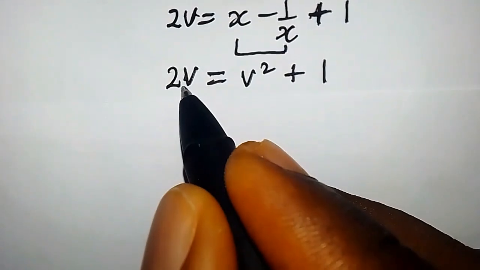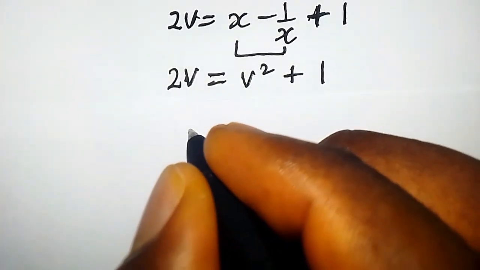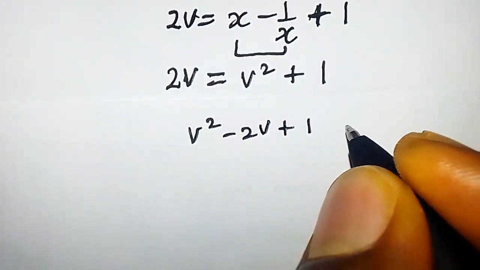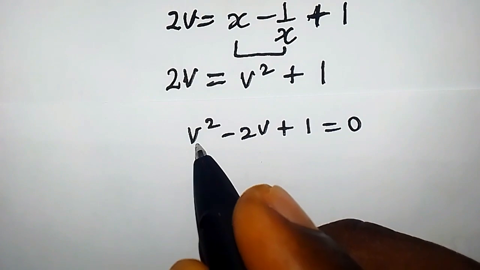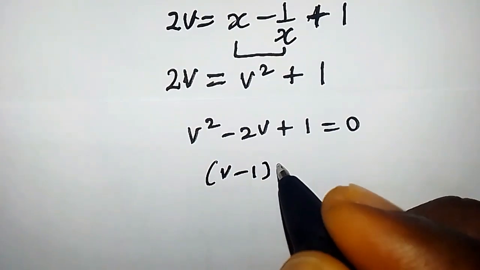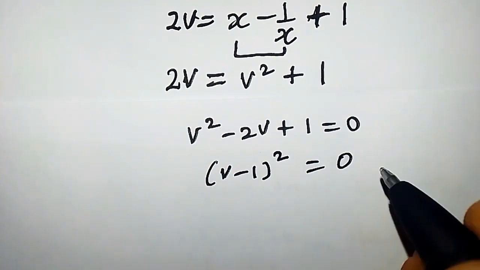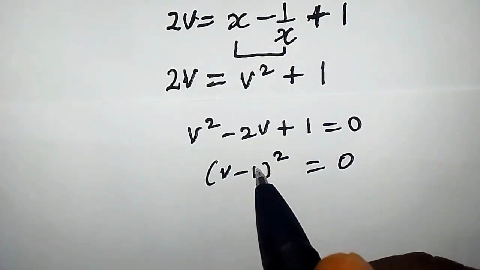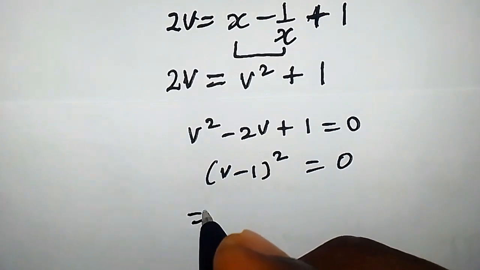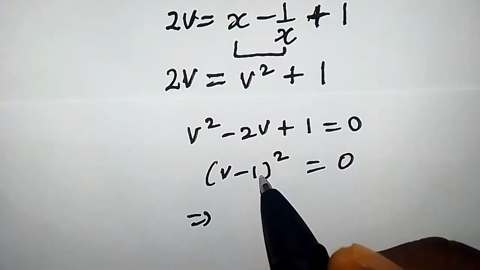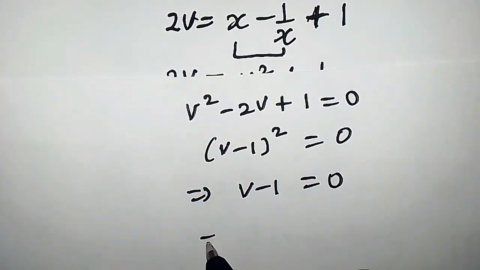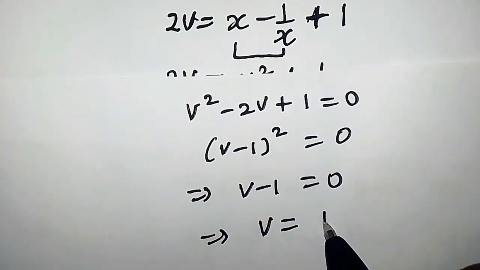Let us transfer this to the right hand side. We're going to have v square minus 2v plus 1 equals 0. But this left hand side is the same thing as v minus 1 all square equals 0. That is, if you expand this, you will get v square minus 2v plus 1. So this implies, when we take the square root of both sides, we have v minus 1 equals 0. So this implies that v is equal to 1.